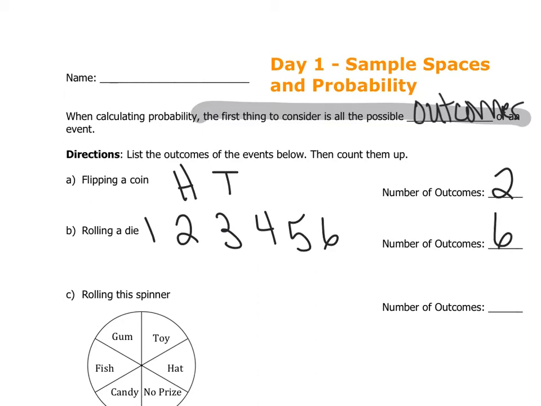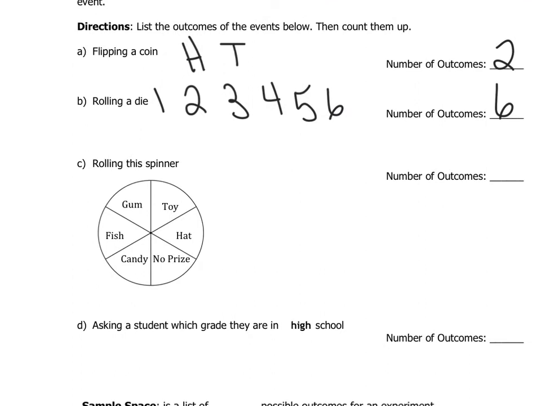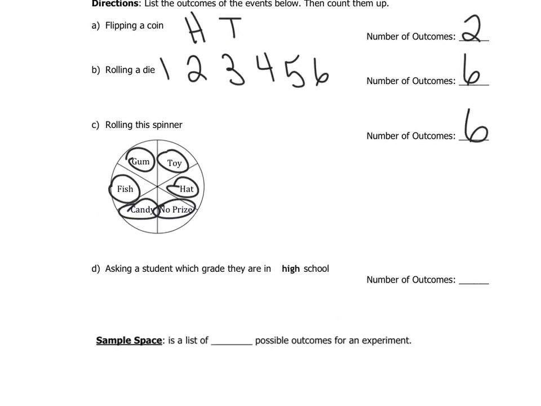There are 6. If you look at this spinner here, I don't know about you, but I would probably like to roll candy as what I would like to win off of that spinner, but I don't know. But it looks like there are 1, 2, 3, 4, 5, 6 possible outcomes. You could get a gum, toy, a hat, no prize, who wants that, candy, or fish. But there are 6 possibilities.